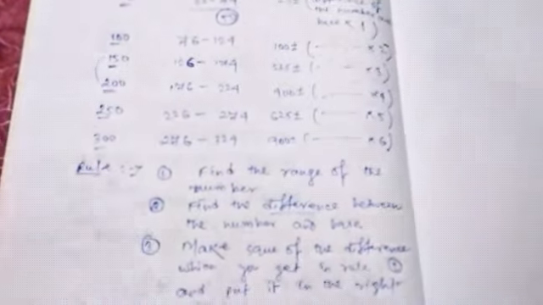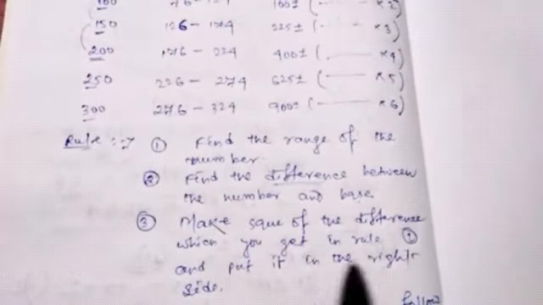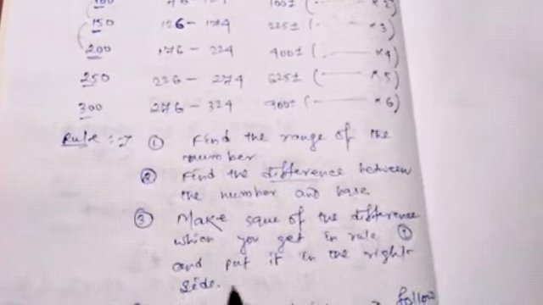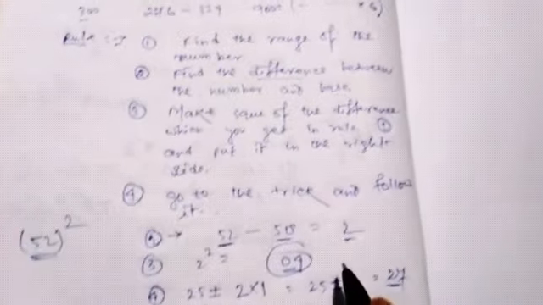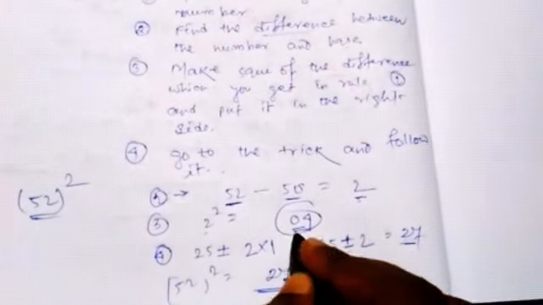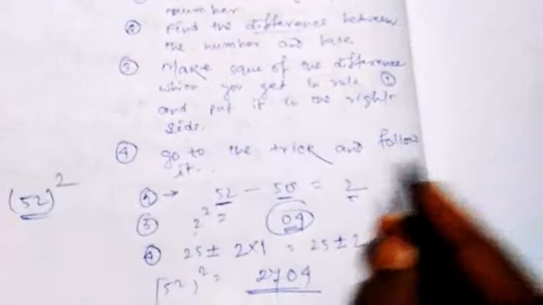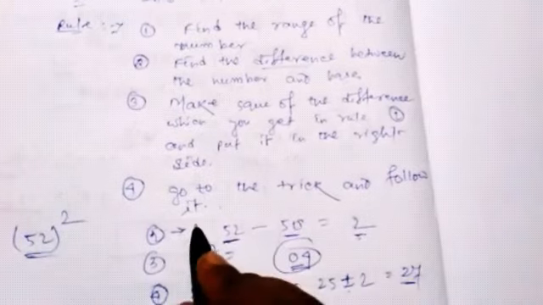And the third rule is make square of the difference which you get in rule 2 and put it in the right side. So as the difference was 2, we have make 2 square, that is 04, only 2 digit 04. And the final rule, the fourth rule, was go to the trick and follow it.